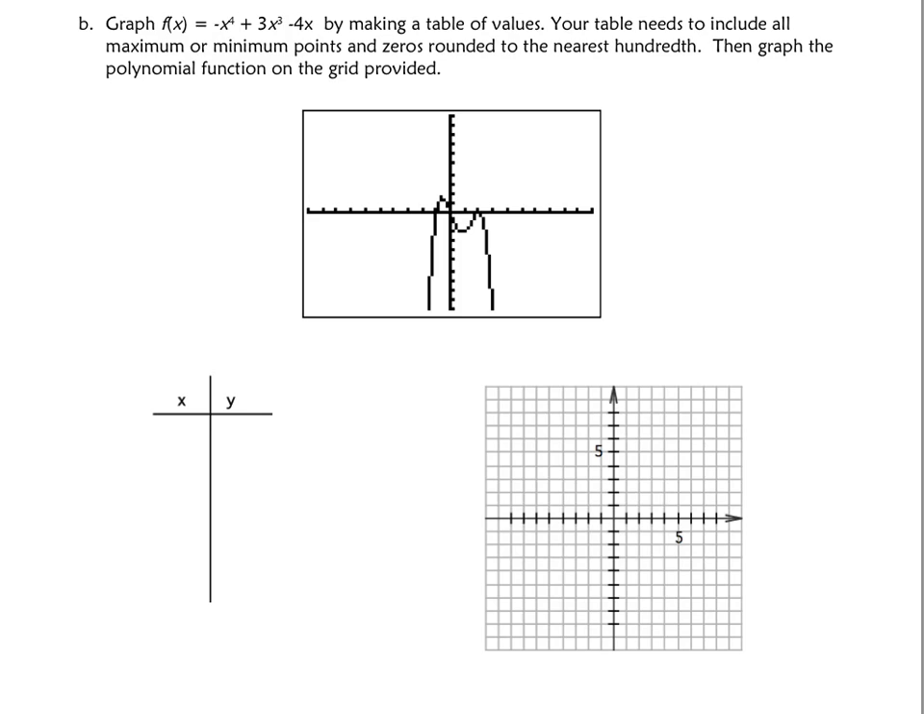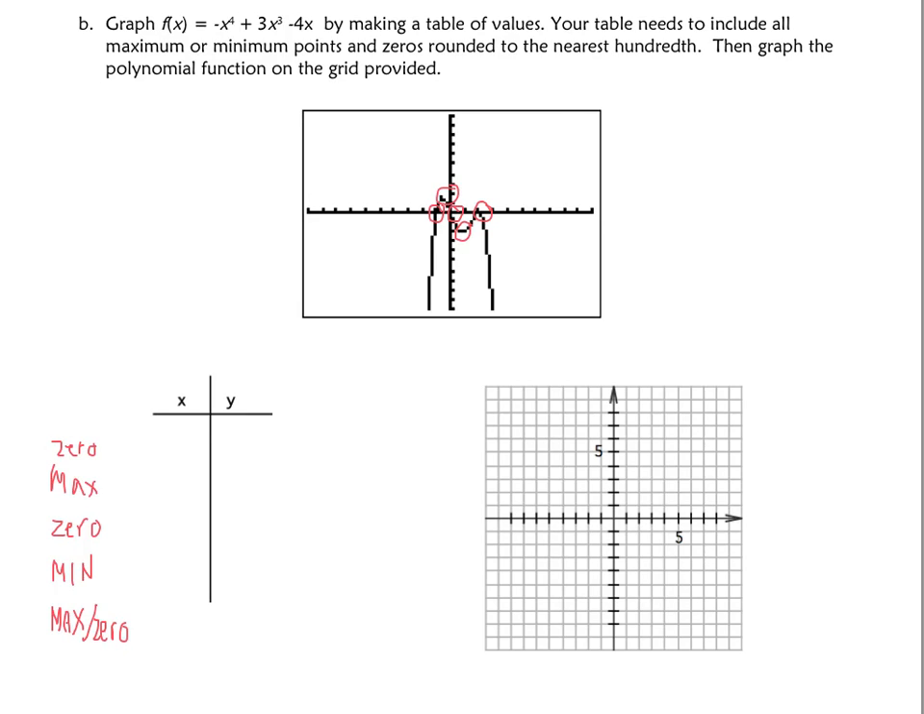Alright, let's go ahead and do part B. We're going to graph negative x to the fourth plus 3x to the third minus 4x. We're going to make a table of values with all those important points. So left to right, let's highlight what points we're going to be finding. The first one is a 0. Left to right, then we have a max. Then it crosses the x-axis right there, so that's a 0. Then we have a valley, so that's a minimum. And then we come and our max happens to also be a 0.